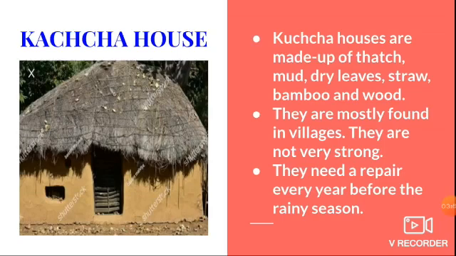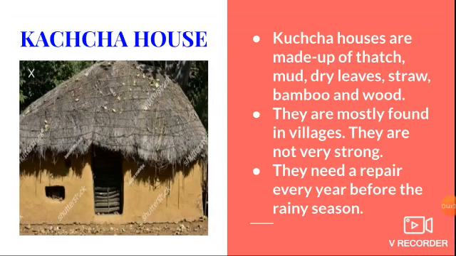Kacha houses are made up of thatch, mud, dry leaves, straw, bamboo, and wood. They are mostly found in villages. They are not very strong. They need a repair every year before the rainy season.